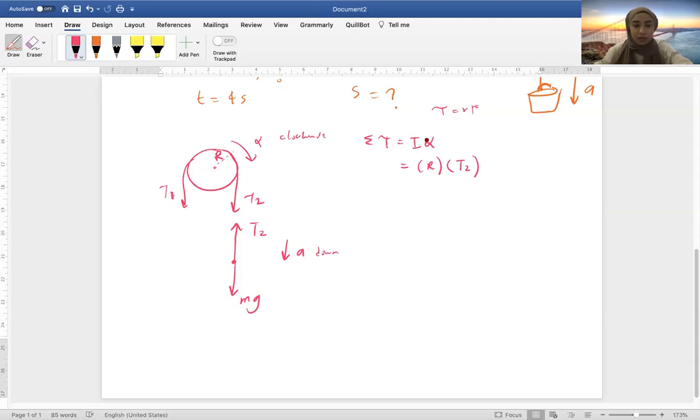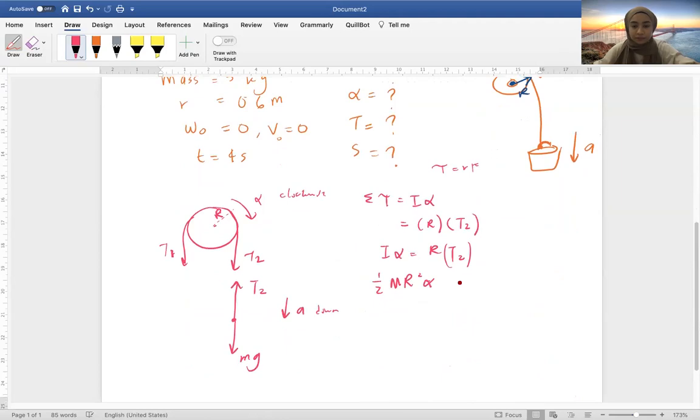Okay, and we know that I, the moment of inertia for a cylinder, this is a cylinder, is 1/2 mr squared. Okay, so first I'm going to equate these two together, T2, right? And this one becomes 1/2 mr squared, sorry, alpha.